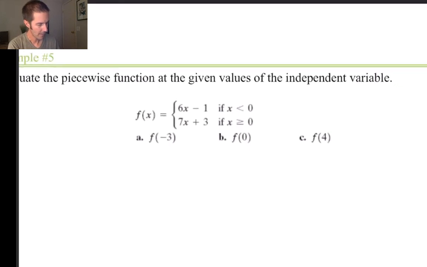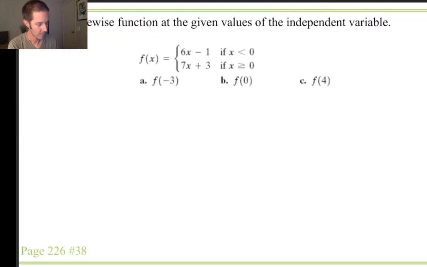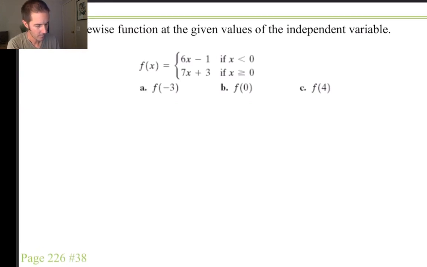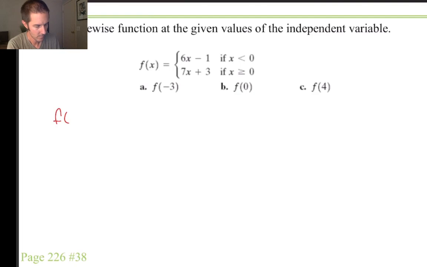And so this problem asks us to evaluate the piecewise function for 3 different values. F of negative 3. Negative 3 is less than 0, so we're going to plug it into the upper part of the piecewise function, the first piece, you could say. And we'll do some arithmetic there, and we get a final answer of negative 19. So that's for part A.